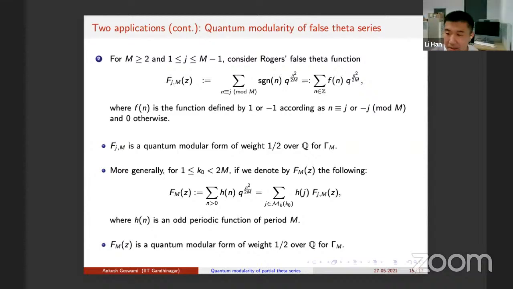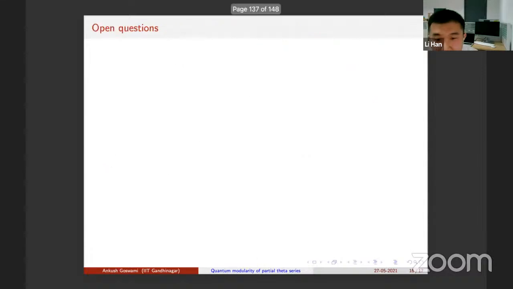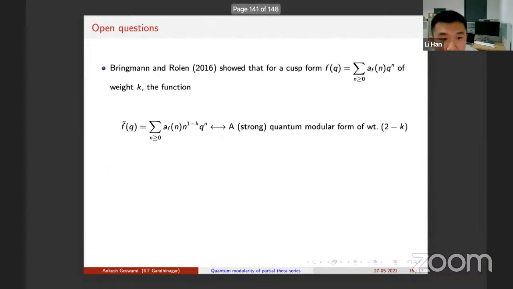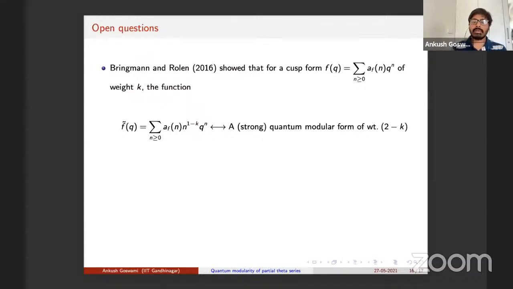Sorry, can I ask another one? Yeah, sure. So in the next slide, you mentioned a Jacobi form. In a Jacobi form, is there any restriction on the weight k here? No, k can be any half-integer weight. Okay, thank you.